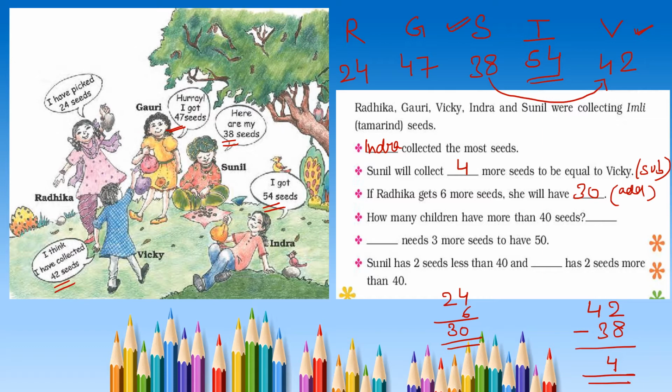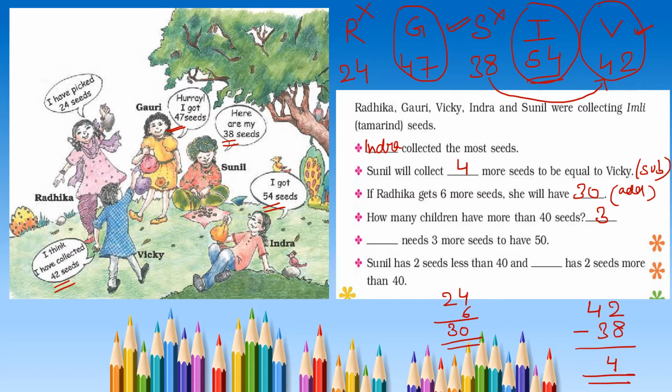How many children will have more than 40 seeds? Let us look. Radhika has 24. No. Gauri has 47. Yes. Sunil has 38. No. Indra has 54. Yes. Vicky has 42. Yes. So we can see 3 of your friends have more than 40 seeds, right?